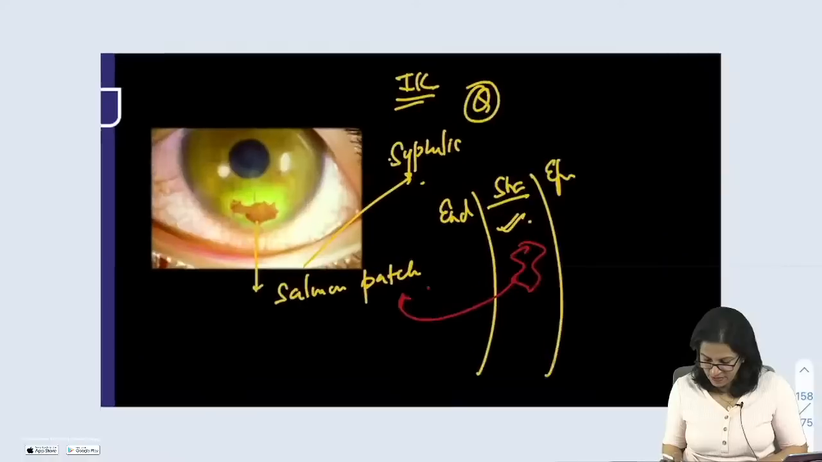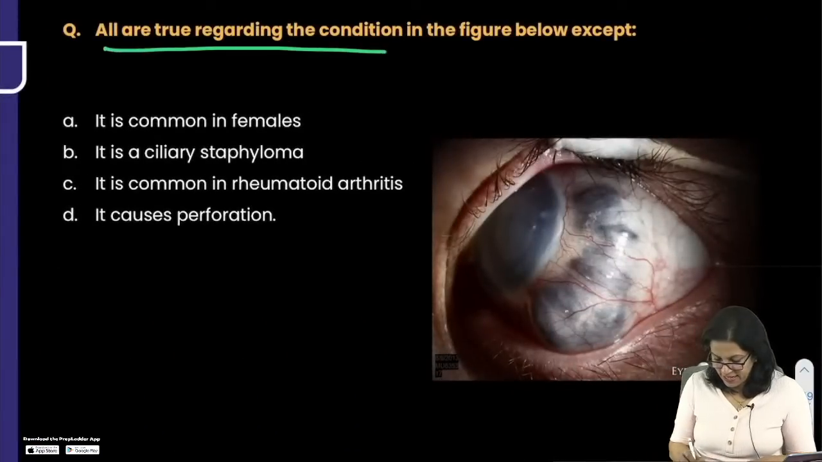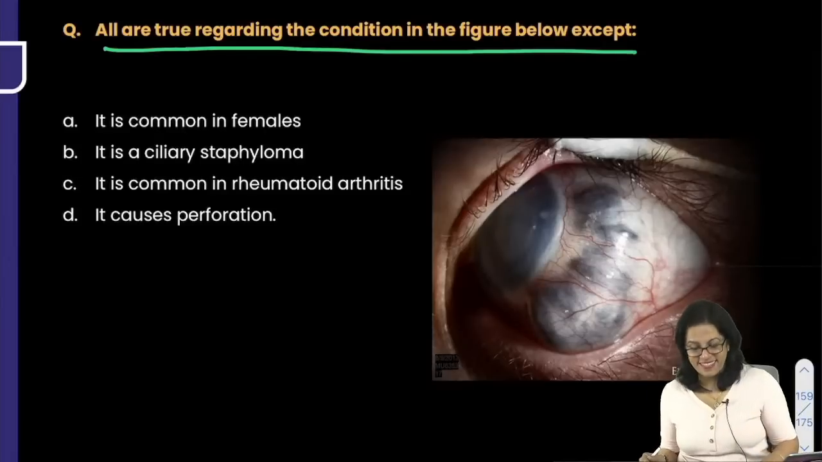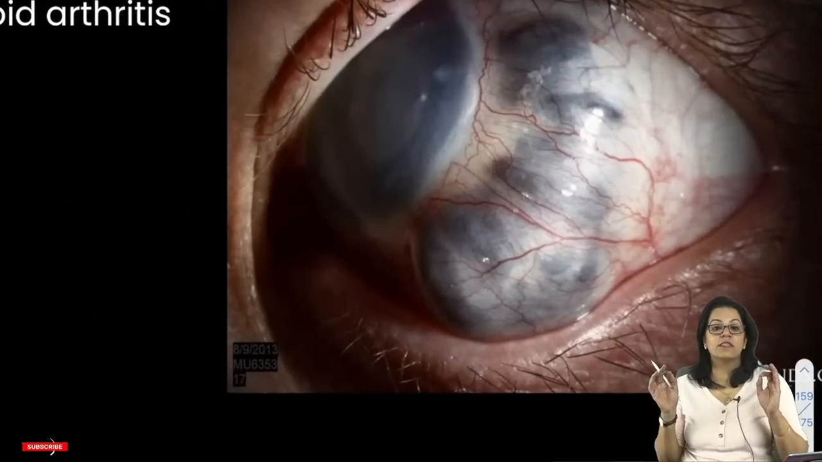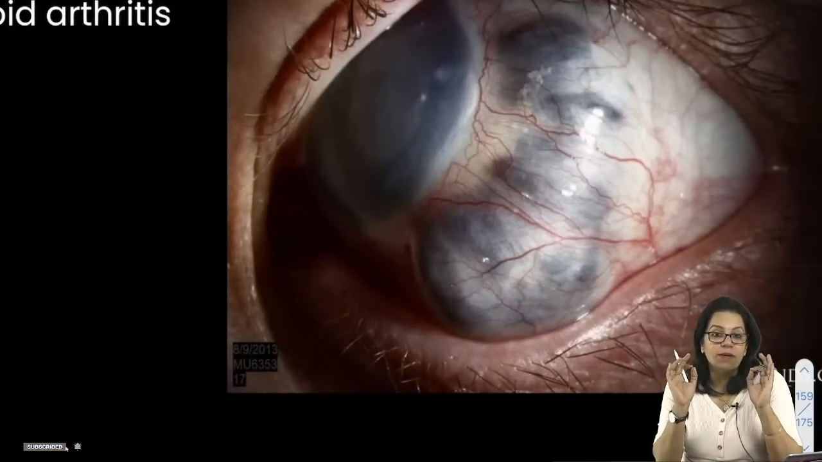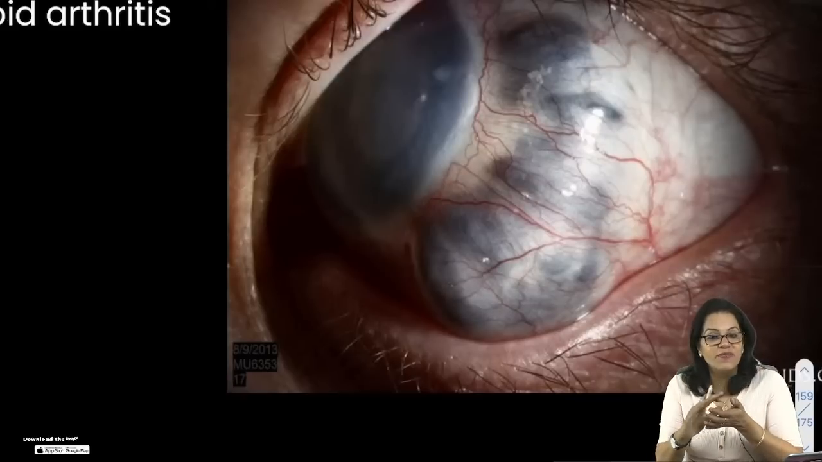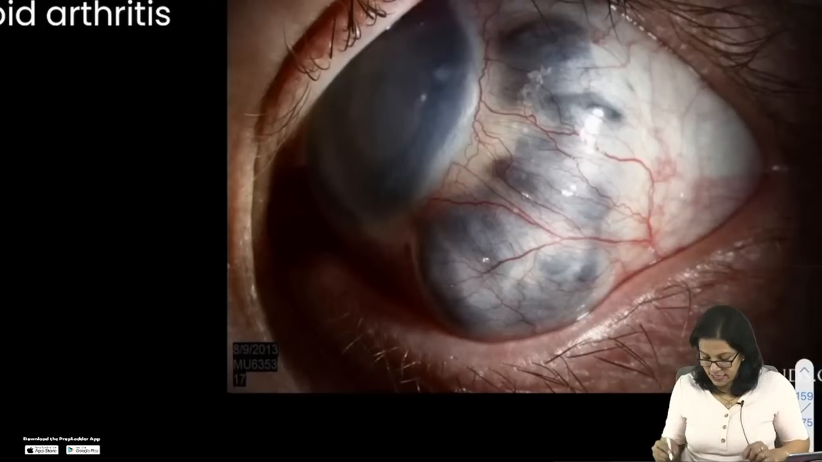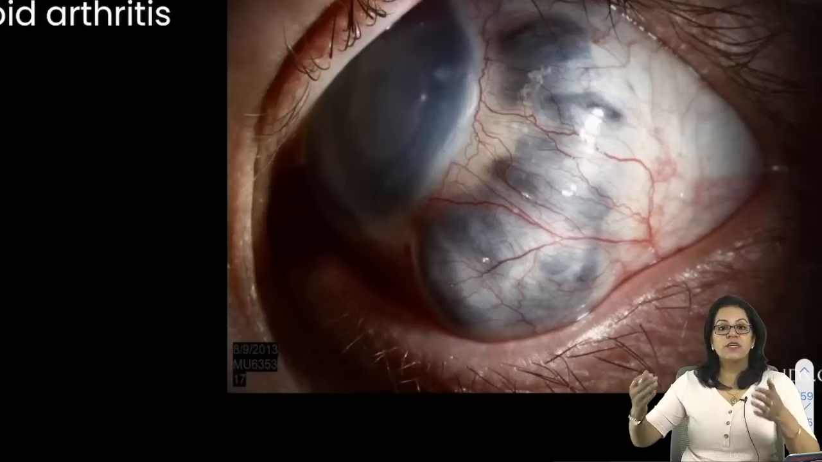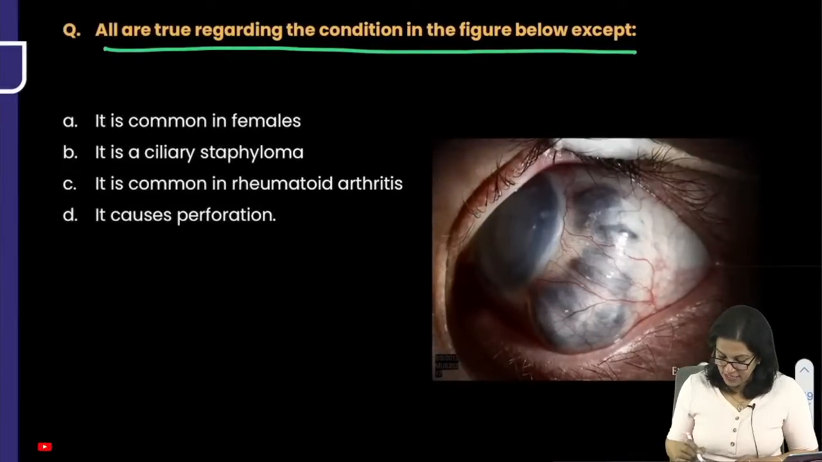Okay, we come to the next one. Let us read this. All are true regarding the condition in the figure below except. What is the condition in the figure below first? What are you looking at? This is a case of scleromalacia perforans, where the scleritis is a necrotizing scleritis causing thinning of the sclera, exposure of the uveal tissue, and it has become ectatic, leading to ciliary staphyloma. What is staphyloma? Ectasia. So initially it was a scleritis which has led to staphyloma. So it's a case of scleromalacia perforans.